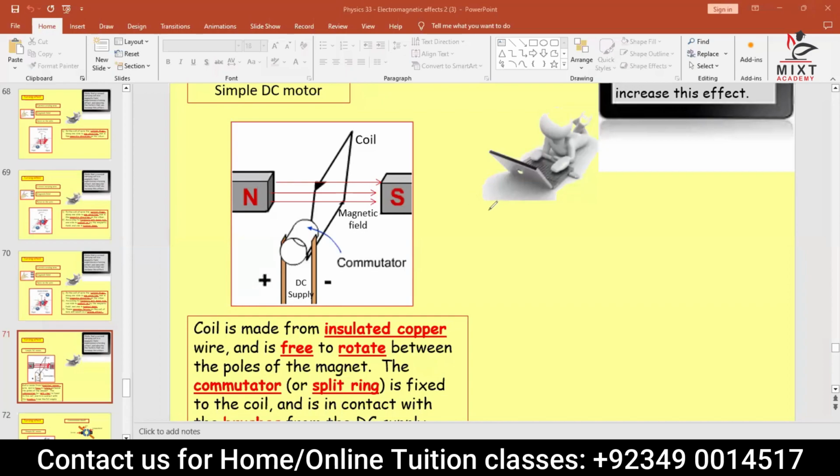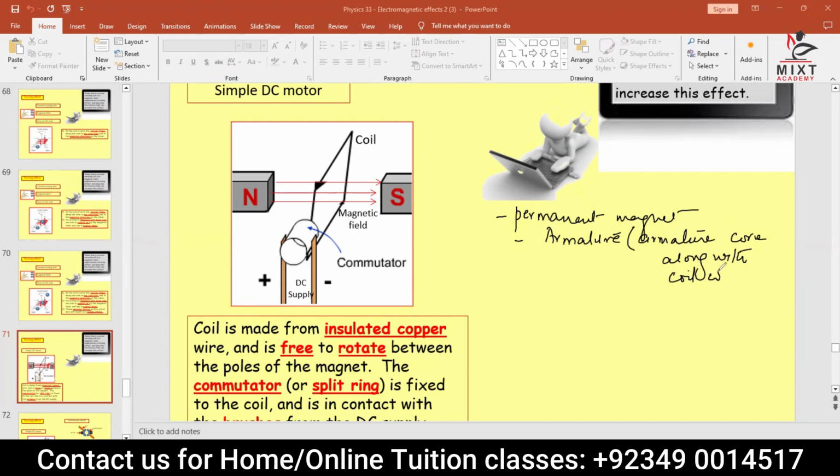The components: firstly, permanent magnet. Secondly, as you just said, coil. But remember that when you say coil, you say armature, because a coil along with this rectangular box. So what is it? Armature core along with a coil wound on the iron.